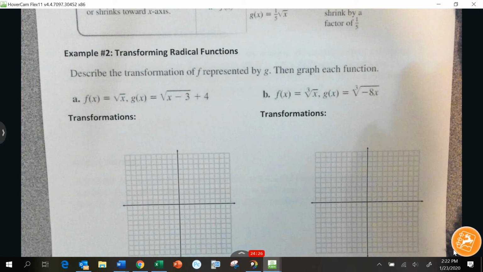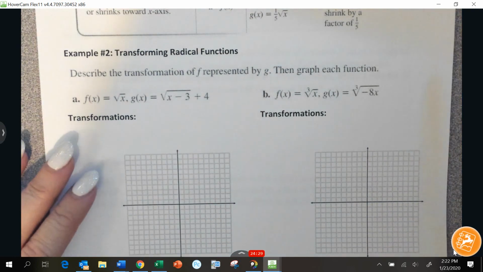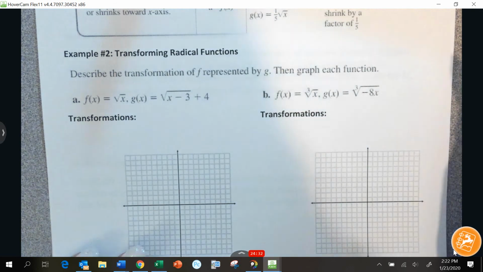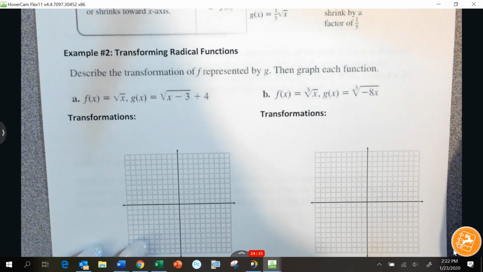Wait, what was the domain for that one? Greater than or equal to -1. X greater than or equal to -1.